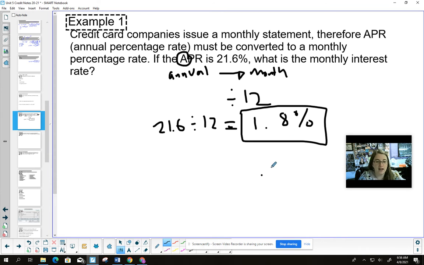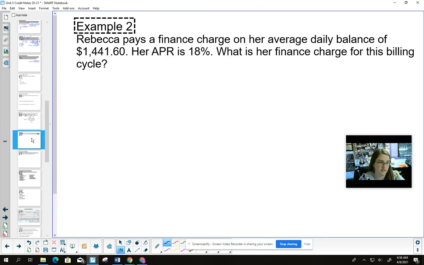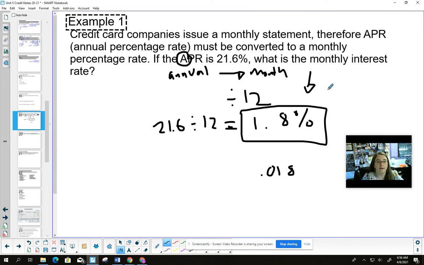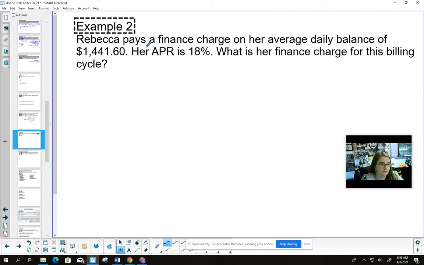So we can leave it like that. Again, if you put 0.018, that's fine. But for this problem, because that's our answer, we don't have to divide by 100. If we were to use it in the calculator, yes, we would. That's actually going to be the next question. So again, when you are trying to deal with the interest on a credit card, you have to take the APR and divide it by 12 first.